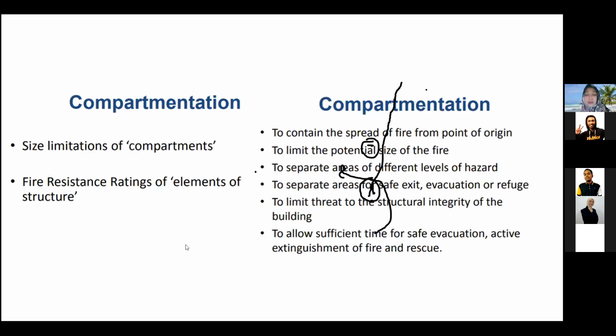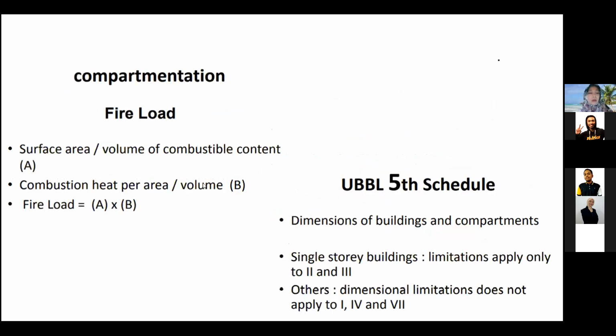This one you need to read. Why compartmentation? To contain the spread of fire from the point of origin. Okay. You read this one. For fire compartmentation, we are actually based on volume. Remember how to calculate the volume? Okay, I'll just give you an example.